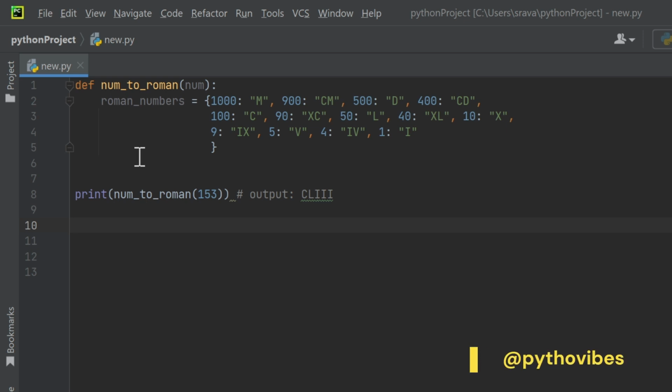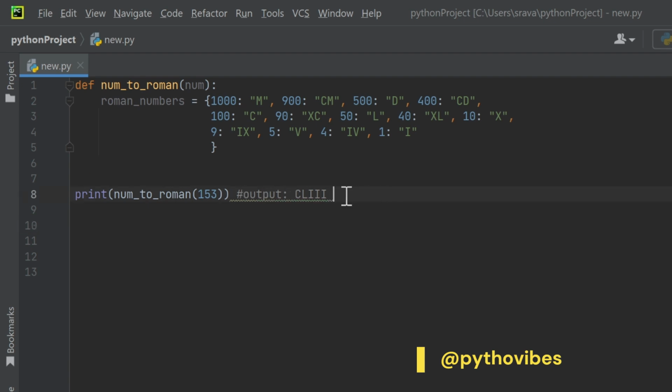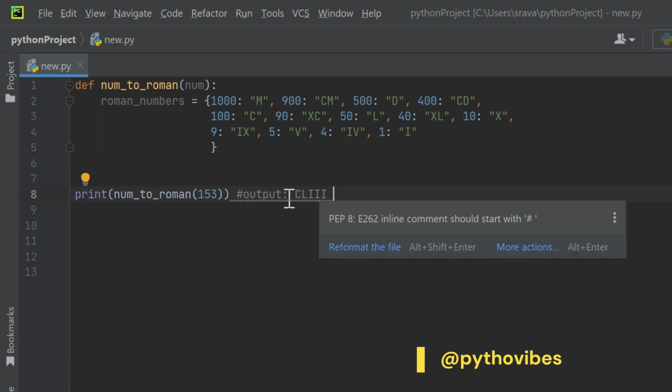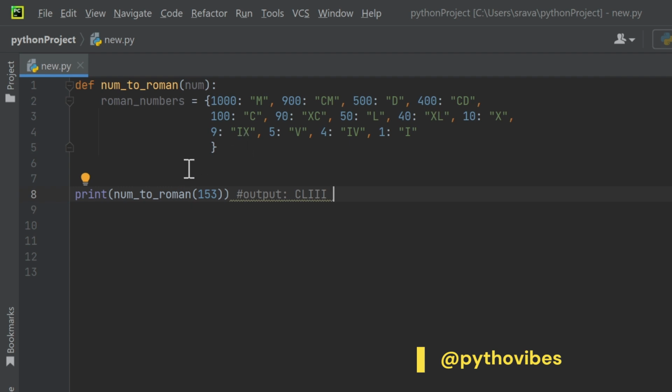We have our next question, which is to convert decimal numbers into Roman numbers. We got one input here, 153, and the expected output is CLIII. This is the representation in Roman numbers. I have already defined one function here, number to Roman.